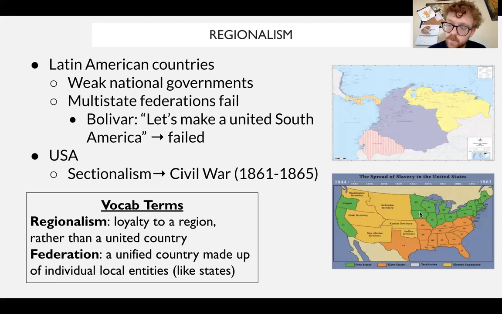So we have a divide between slave states and the so-called free states over the issue of slavery. When the North seems like they want to get rid of slavery, they don't really, they just want to limit its expansion. Then the South is going to secede, make their own country called the Confederacy, and then they will break into civil war, the United States.